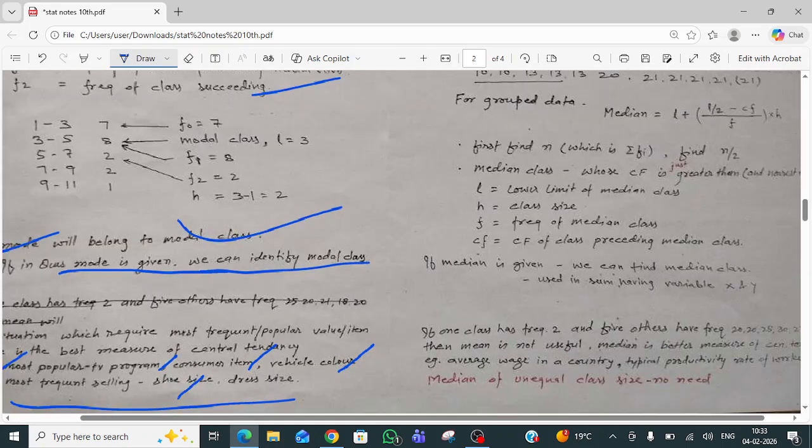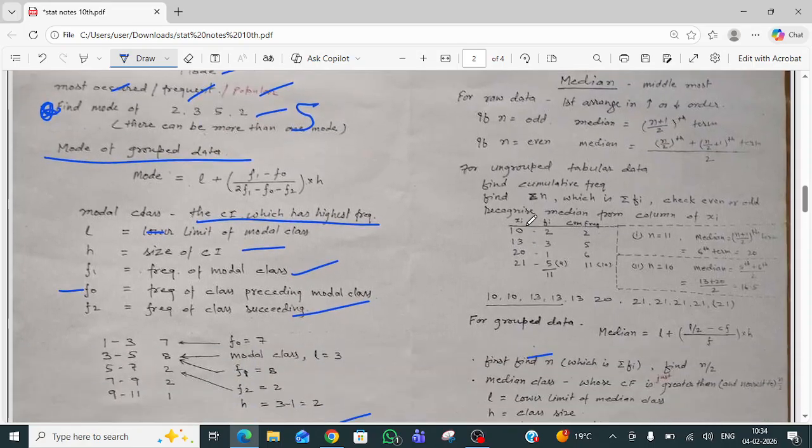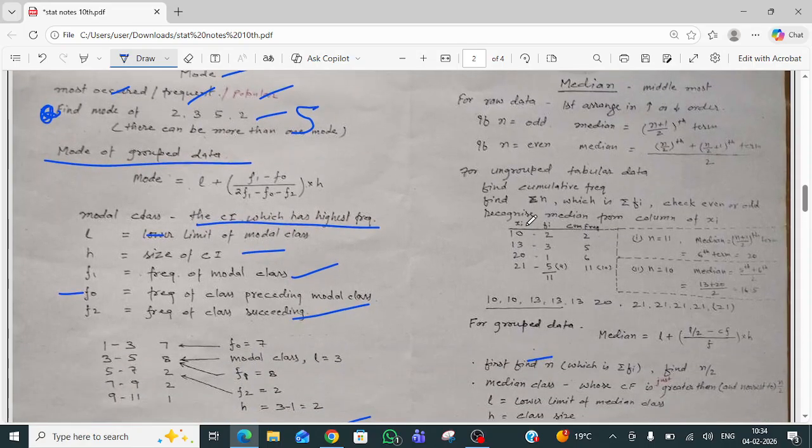Now, the next topic to be revised is median. Median is the most important among these three: mean, median, mode. For median, first write the raw data in arrangement. This is one very important point in the median. Unless you arrange, how will you get to know who is in the middle? It can be either in increasing order or decreasing order.